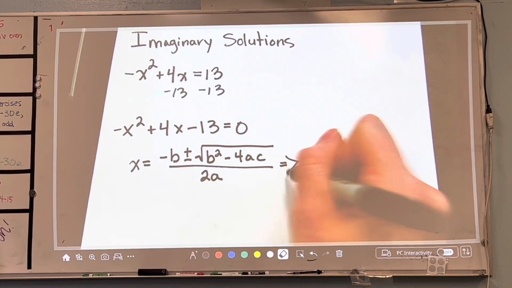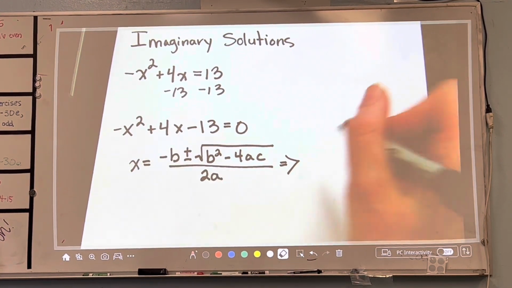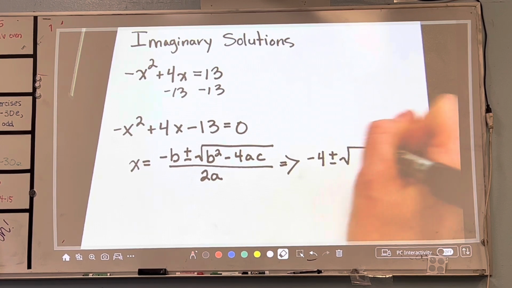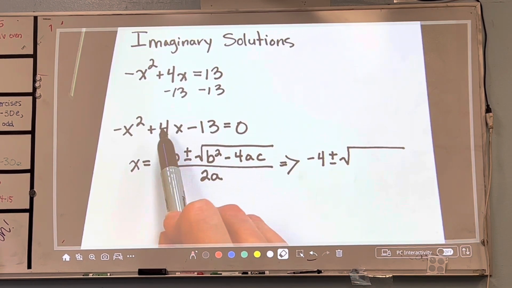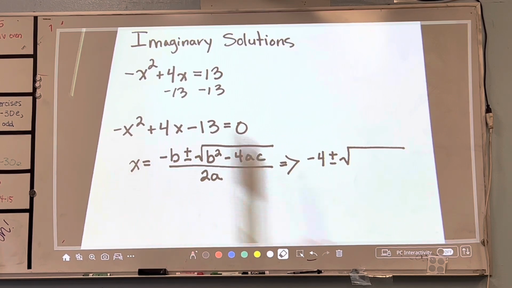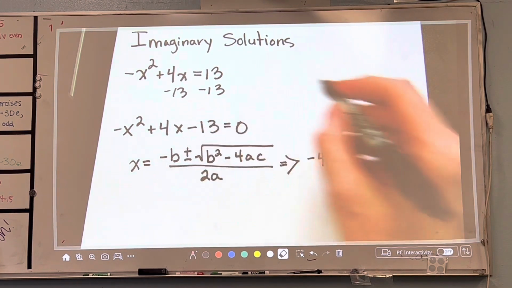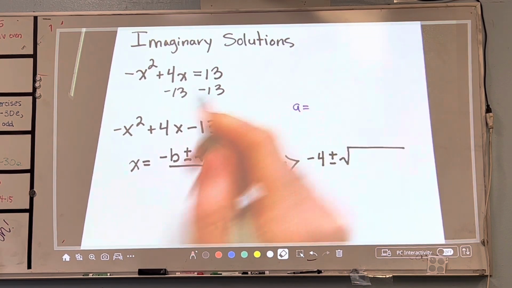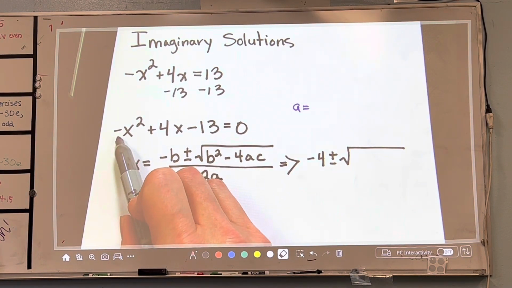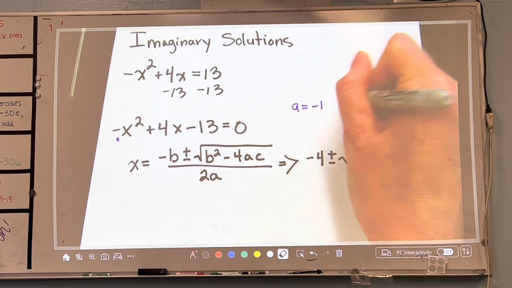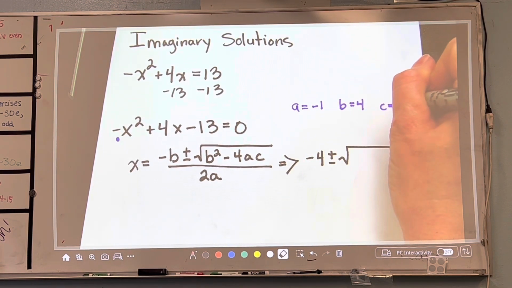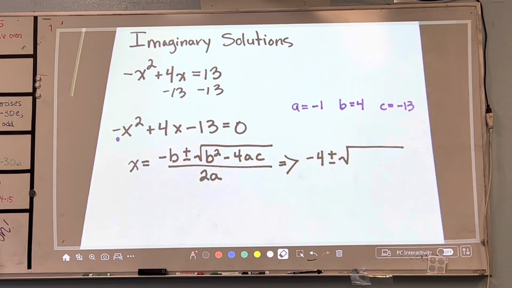Wait a minute. So b is 4, so negative 4, we already said that, plus or minus the square root. Well, hold on. Can we identify them first? So A is, what's that number there? Negative 1. B is 4, and C is negative 13. So those are your three numbers.